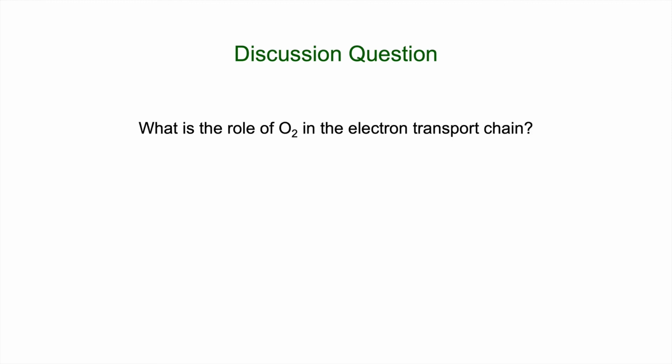Another discussion question. What does oxygen do in the electron transport chain? Well, oxygen was our terminal electron acceptor. It's picking up the electrons when they're at their lowest energy level, and then it's going to pick up a couple protons and become water as a waste product from the process.